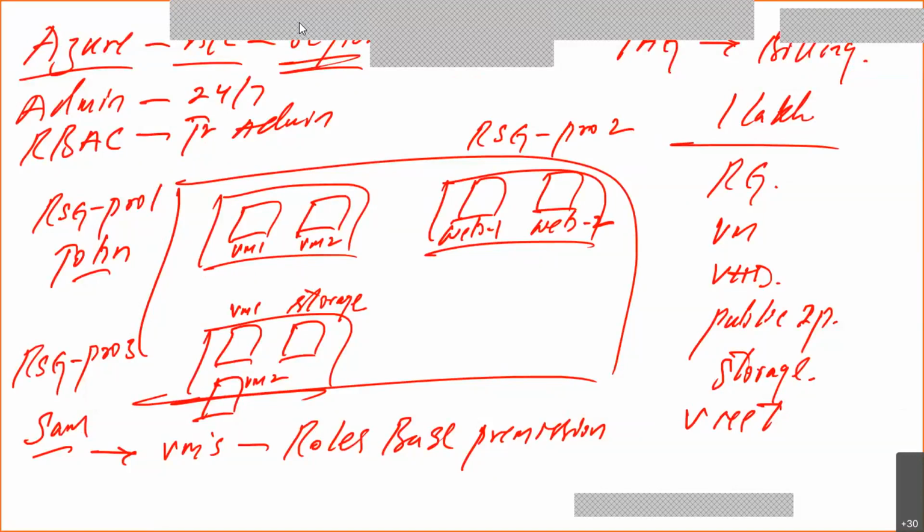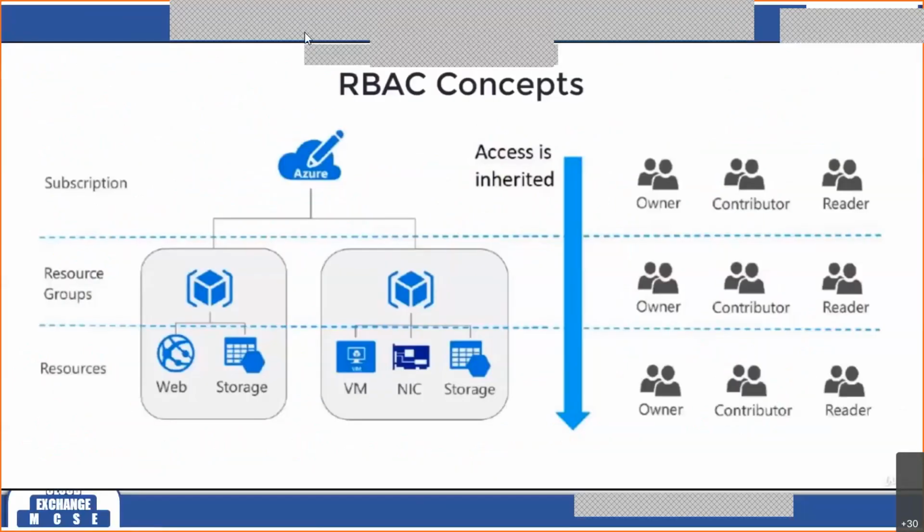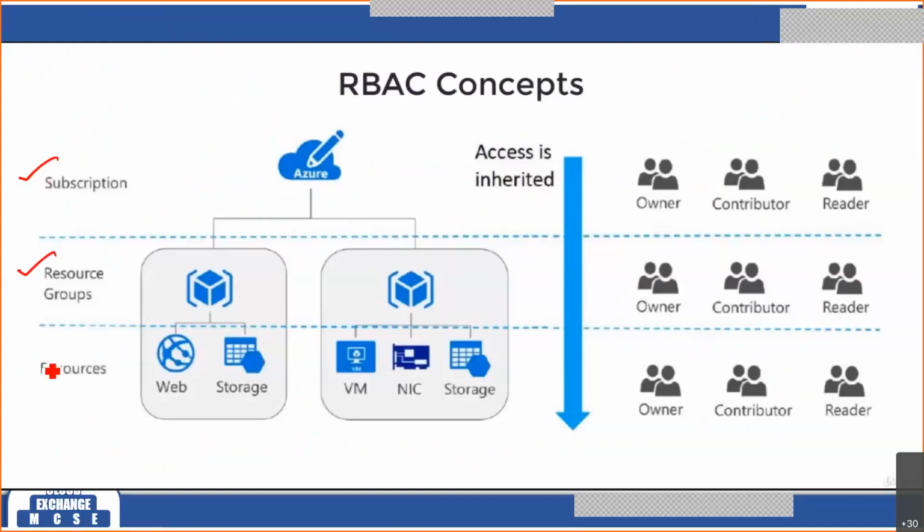See this diagram. With the help of this diagram, try to understand RBAC. First of all, we can apply RBAC on a subscription. You decide first where you want to apply RBAC. Example, John is my junior admin. I want to give John the chance to manage the complete subscription, or only a resource group, or only resources. In this case, I'm giving John the chance to manage only a resource group.